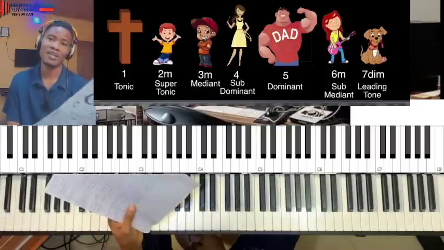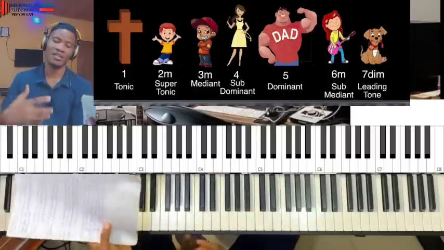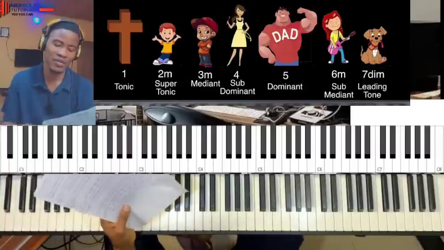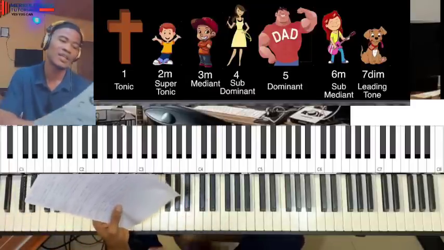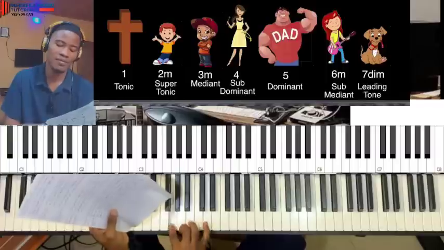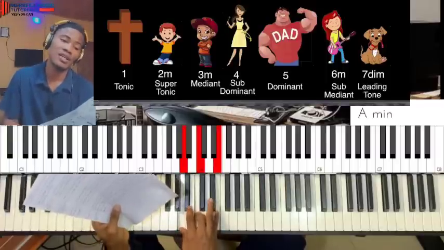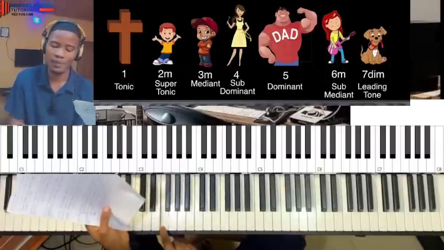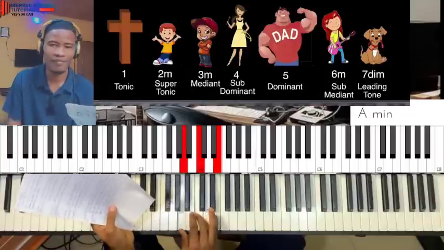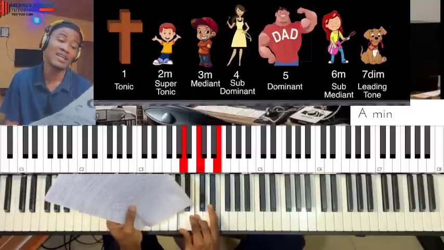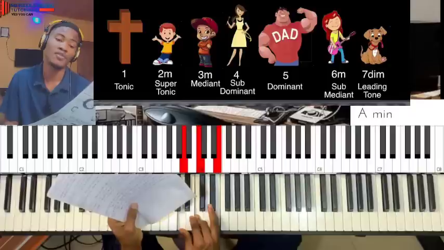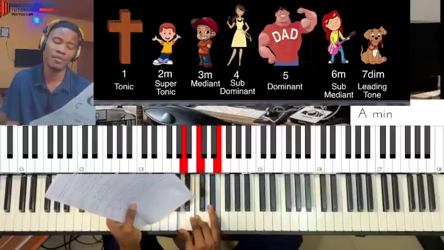You understand? I actually don't want to talk fast here so that you can grasp what I'm saying. So we are in the mediant now. The 3rd scale degree, which is the 3rd chord, is in between the 1 and the 5. And that's how he gets his middle name. Like I said, he loves to resolve to the 4, which is the mom.